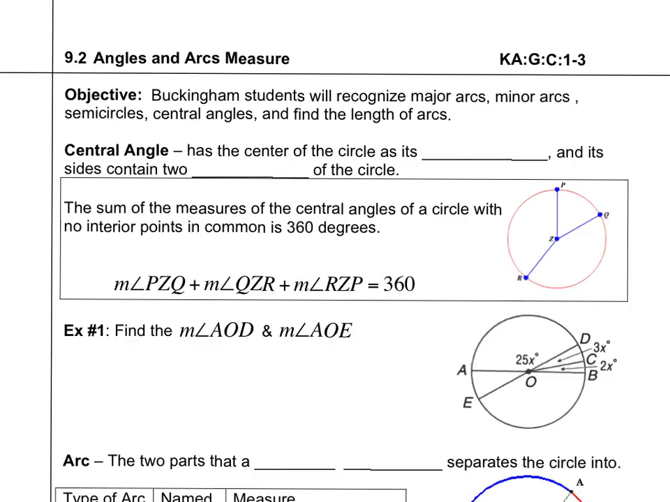Alright, 9.2, angles and arc measure. Objective: Buckingham students will recognize major arcs, minor arcs, semicircles, central angles, and find the length of arcs.